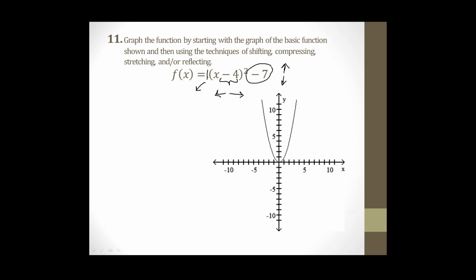If it's a negative, for example, it would be reflected across the x-axis. So instead of an opening up parabola, you would have an opening down parabola, like this one. Okay, if that was a negative here in front.